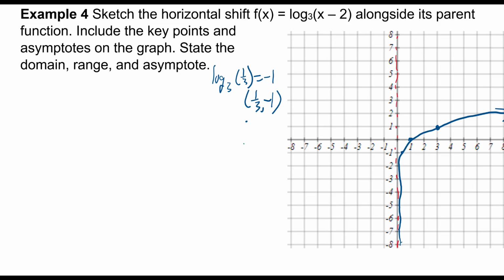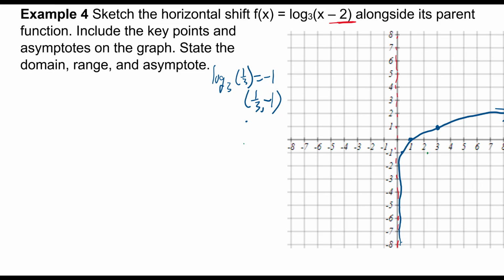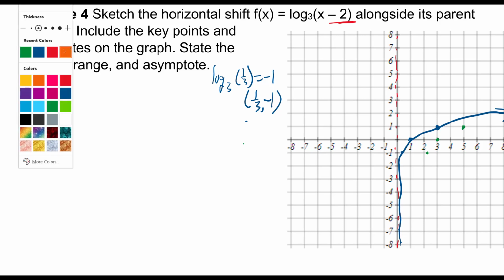Okay, so now we're going to shift it. It's x minus 2, so we go 2 units to the right. I'm going to change colors here to green. So this 1/3, negative 1 is over 2 units to 2 1/3, negative 1. Then 1, 0 is going to be 2 units over to 3, 0. And 3, 1 is going to be 2 units over to 5, 1. And our asymptote, I'm going to change that to an orange asymptote, is going to be positive 2.